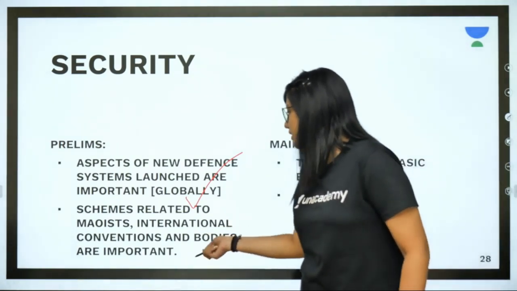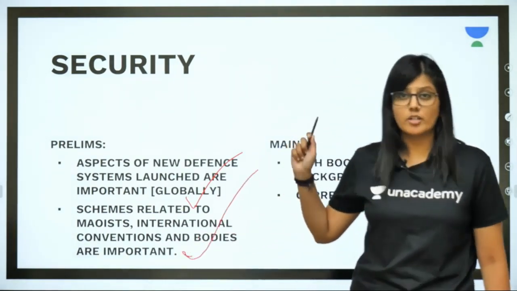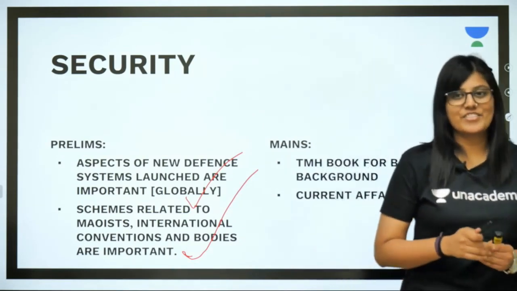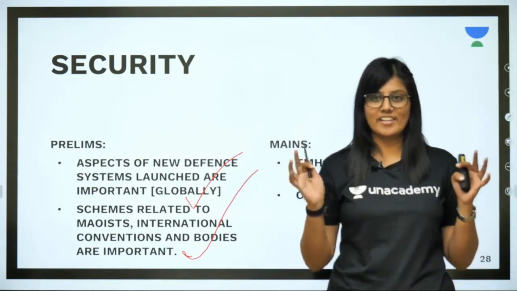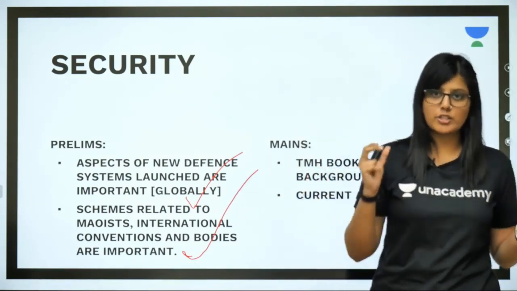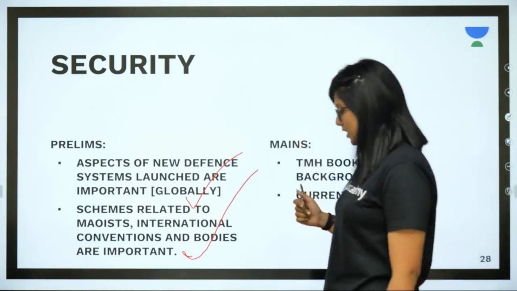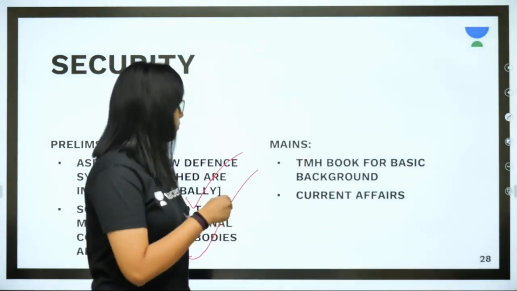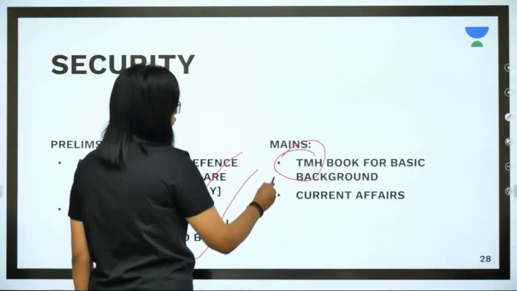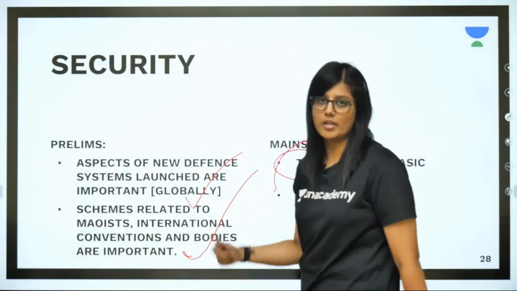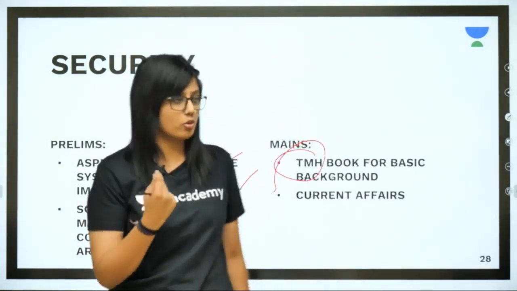Schemes related to Maoist international conventions, bodies are important. Again, security is a topic where, if something is happening internationally regarding it, little factual questions can be picked up from it. Conceptual questions in prelims would be fewer. For mains, there's a Tata McGraw-Hill book for basic background. So, like naxalism, cyber security, money laundering, I covered from the TMH book itself. You can also use it.